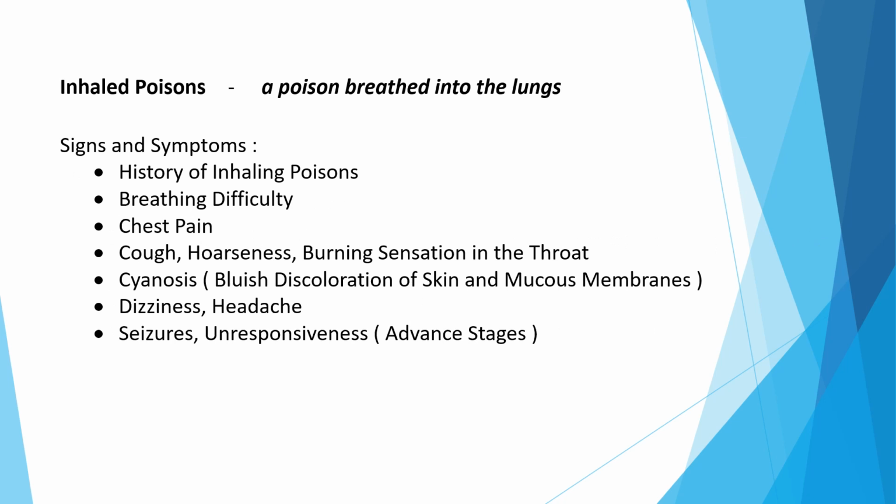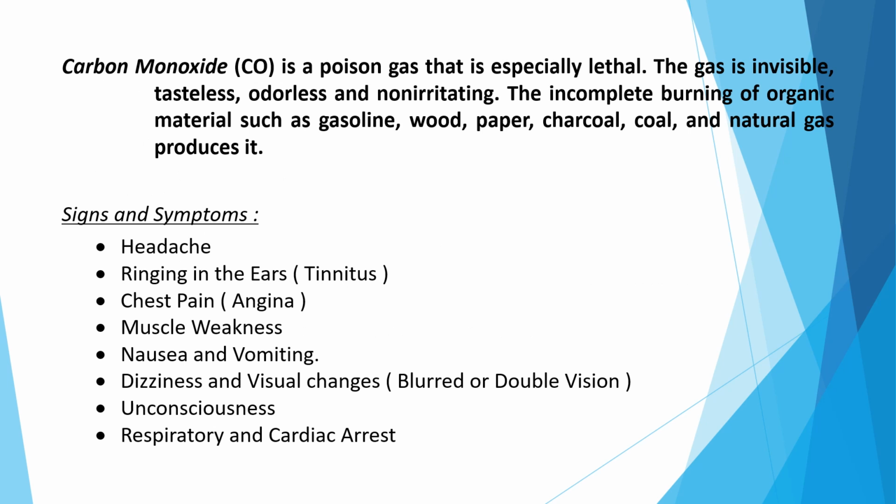Inhaled poisons: a poison breathed into the lungs. Signs, we have to read this. History of inhaling poisons, breathing difficulty. Of course, the victim inhaled it, like muriatic acid fumes, so you are poisoning yourself. Cough, hoarseness of voice, burning sensation in the throat, cyanosis, bluish discoloration of the skin and mucous membrane. Then dizziness, headache, seizure, unresponsiveness in the advanced stage.